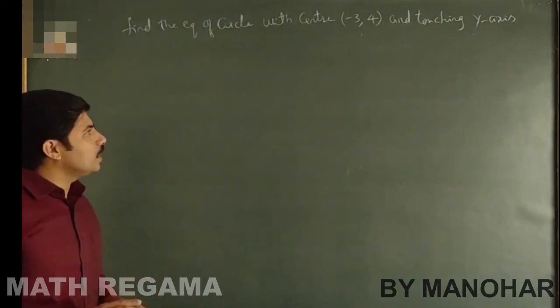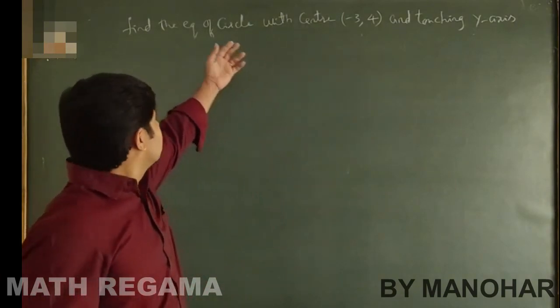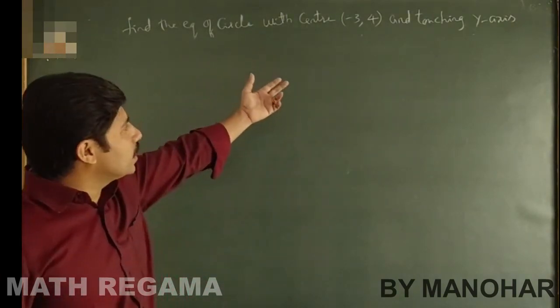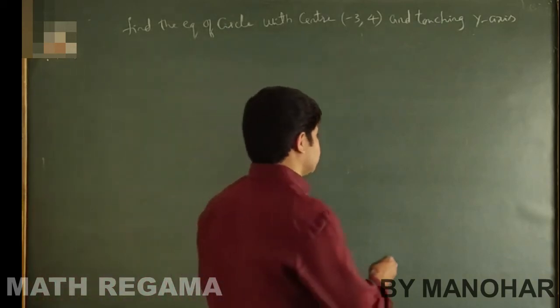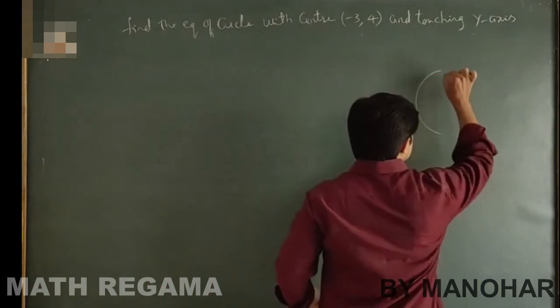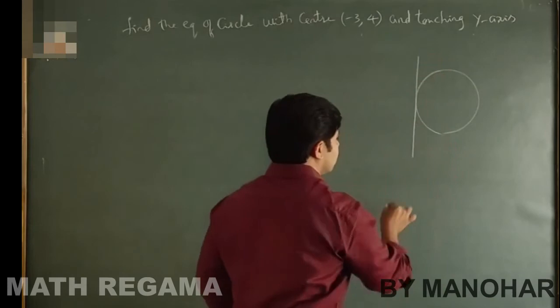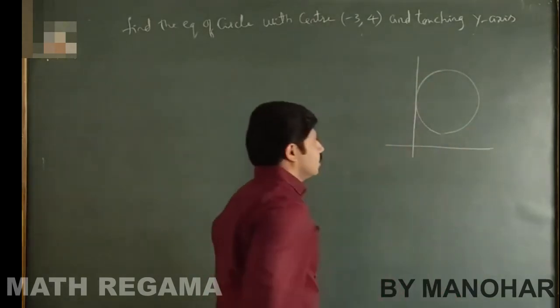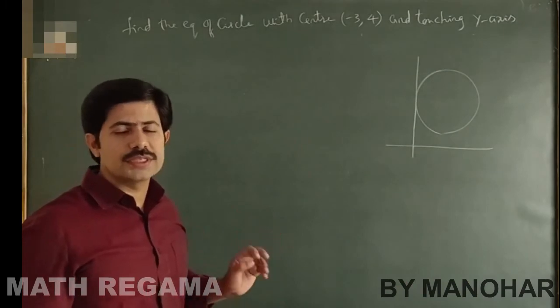So the condition to find the radius is: the circle with center (minus 3, 4) is touching the y axis. Circle is touching the y axis means the y axis is a tangent to the circle.